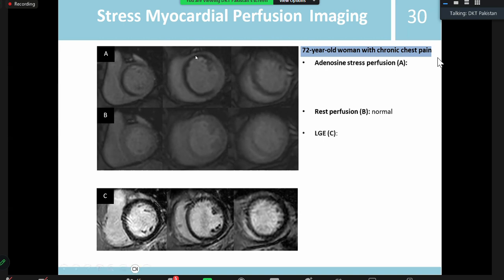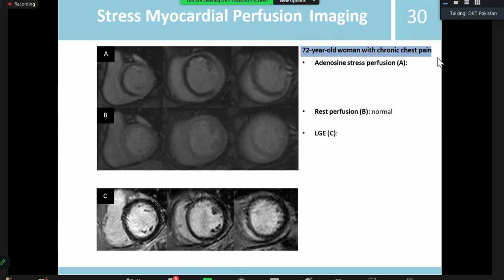It is present on the stress sequence, but it is not present on the rest sequence. So it is because of that state. In case of a stress cardiac MRI, we give agents. We either give adenosine or we give regadenoson.